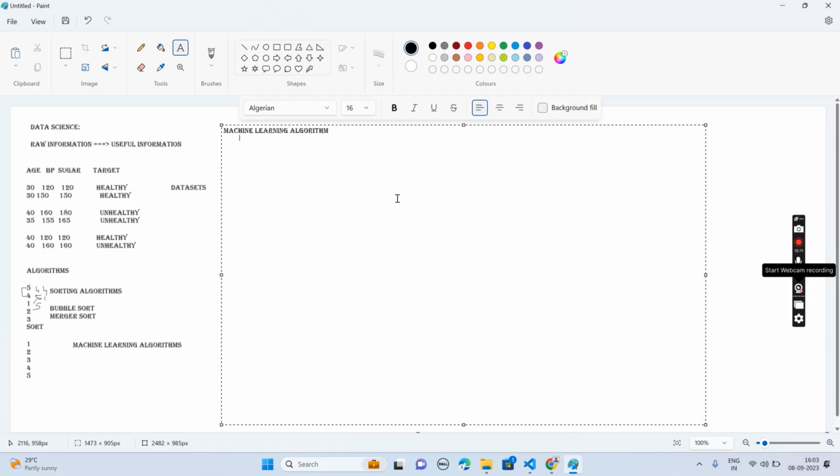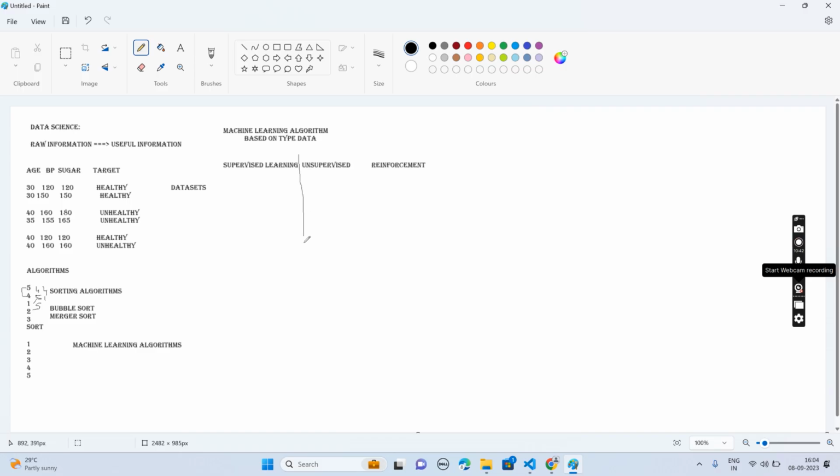Okay, based on the type of data, machine learning algorithms have been divided into three approaches. One is supervised learning, another is unsupervised learning, and another is reinforcement learning. Now here comes supervised learning.